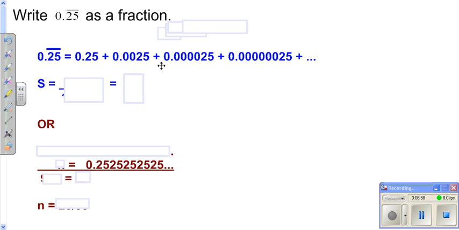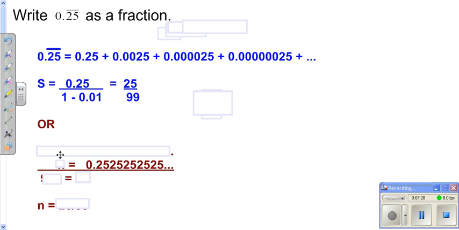But you notice this is an infinite geometric series. Your first term is 0.25. Your ratio here, when you take the second term over the first term, is 1/100th, or 0.01. So then you're going to get 0.25 divided by 0.99, which ends up being 25 over 99. That's one way to do it.